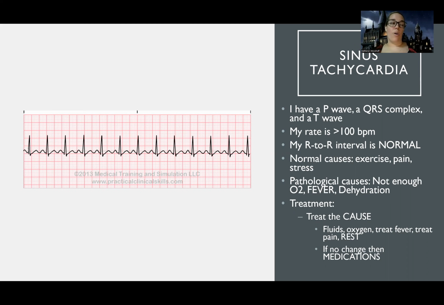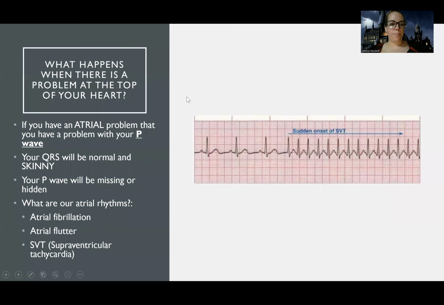Now, if I do all that and I've treated every possible thing that's coming up and I'm still elevated, that's when I'll want to go to medications. And like I said, usually the number one we will use is beta blockers. So those are our sinus rhythms. Now let's get into our other rhythms.